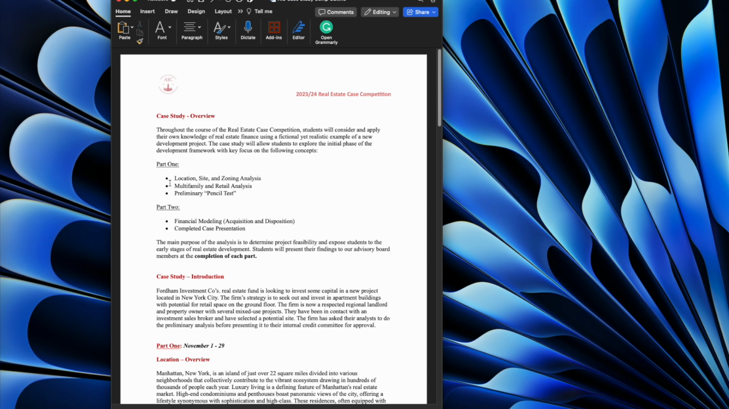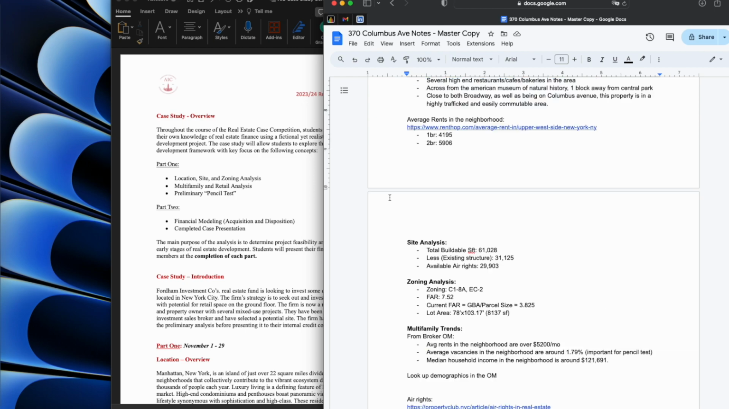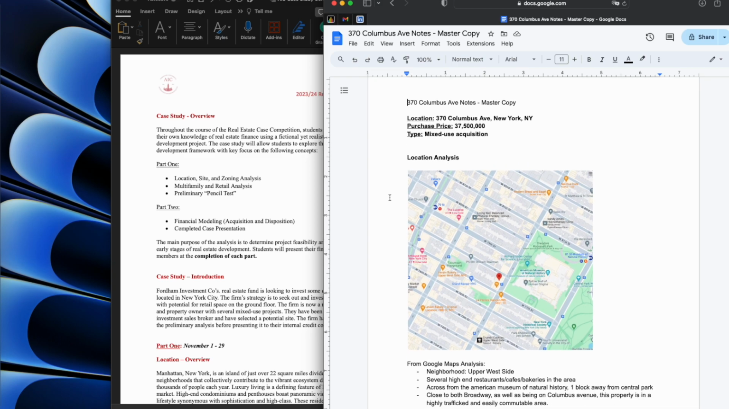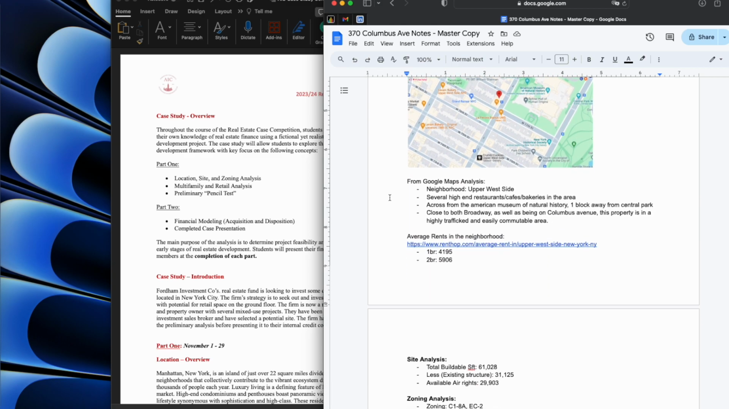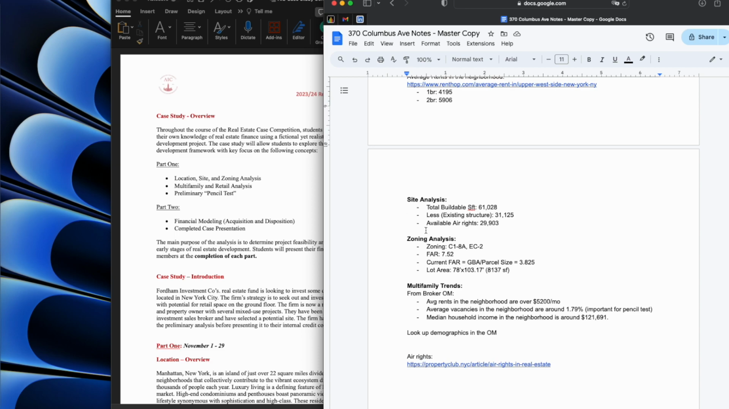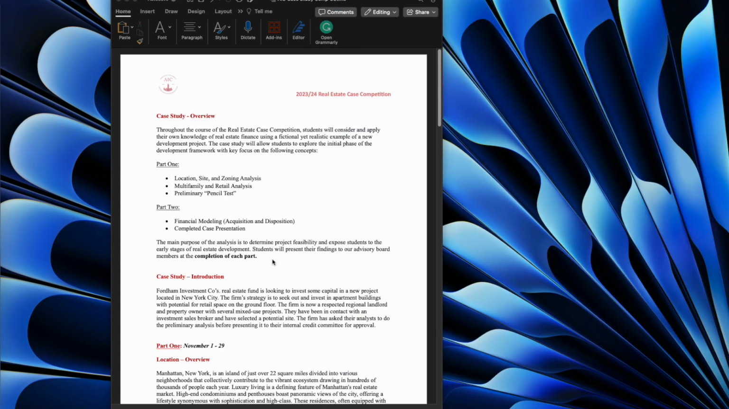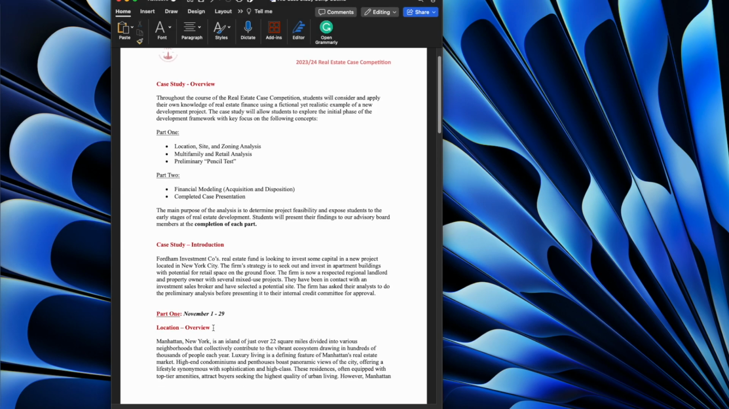At this point, you should have already done the location, site, and zoning analysis, as well as the multifamily and retail analysis. I could pull up my copy of what I did. Hopefully yours is a lot nicer or more full than mine. I just have a couple of things on here that I thought were important: the zoning, the site analysis, and then your own analysis of the broker's OM.